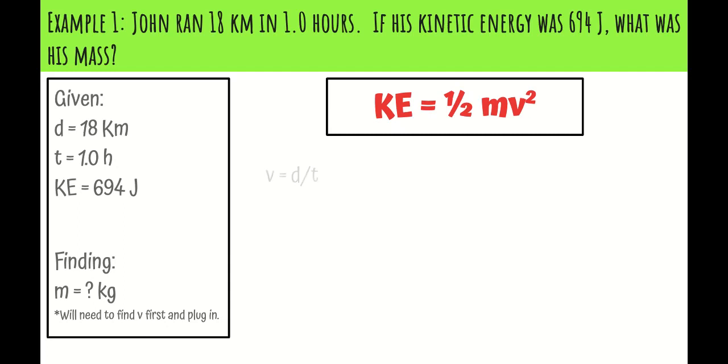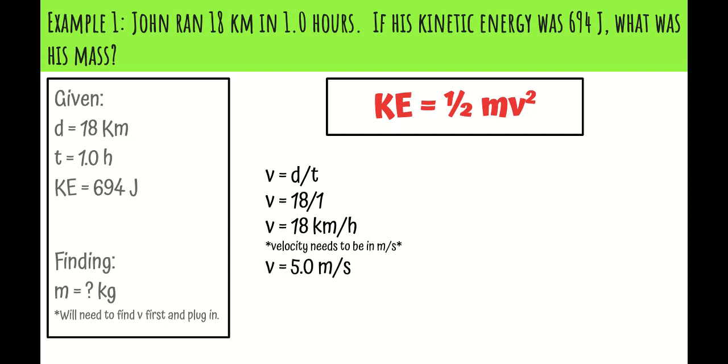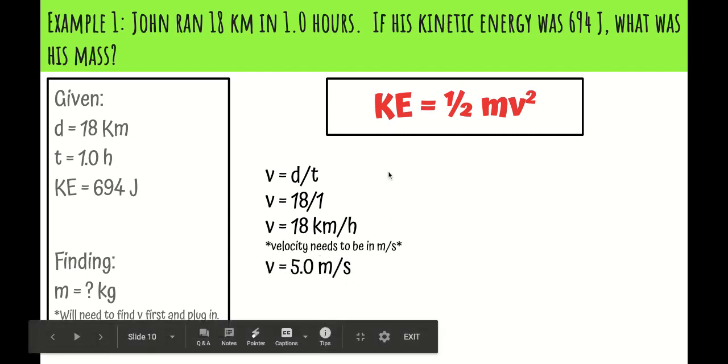If you think back to a couple units ago when we had velocity, it's going to be the distance divided by the time. Velocity does need to be in meters per second. So this was first calculated in kilometers per hour because we are given kilometers and hours. But once we find it in kilometers per hour, we need to convert it into meters per second. So this is already done here. We end up with a velocity of 5.0 meters per second.